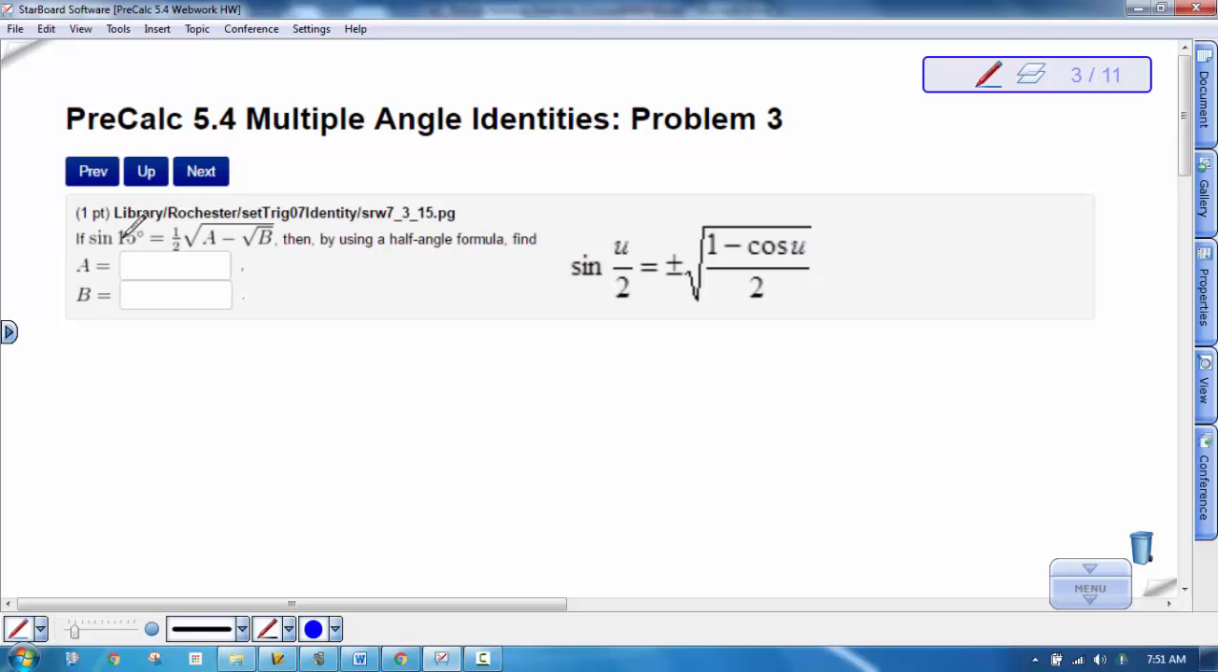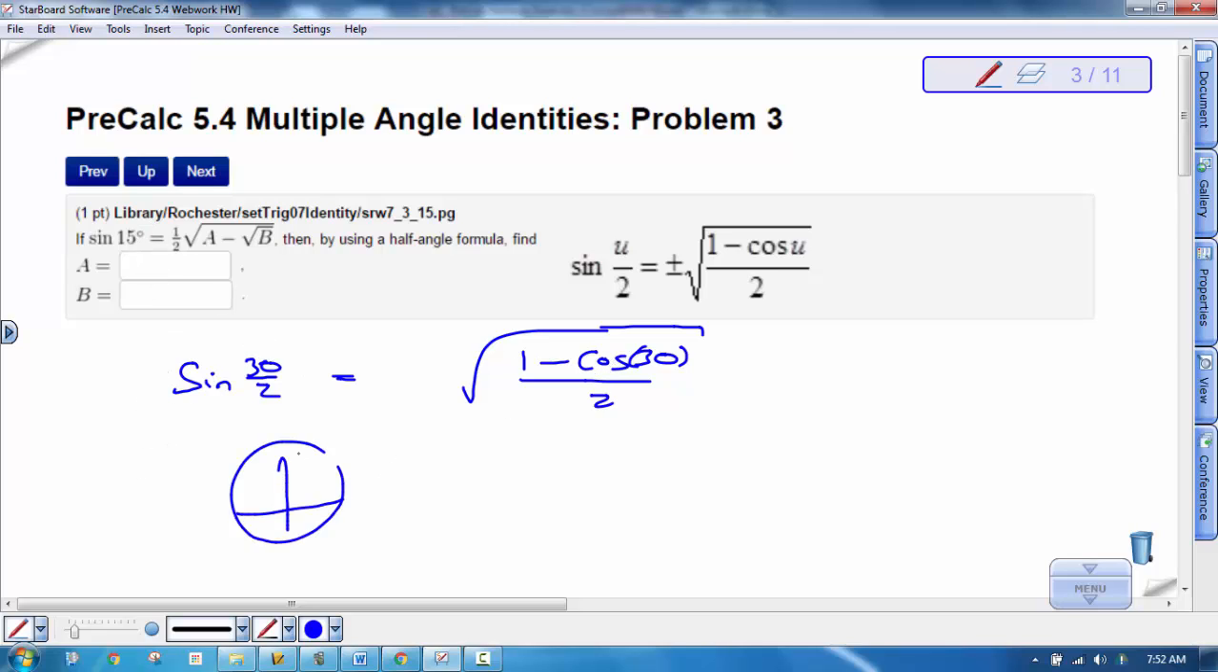Okay, the next problem wants us to find the sine of 15 degrees, and it wants it in this form. So sine of 15, I'm going to rewrite that as sine of 30 over 2, because I can use then this formula, the sine of u over 2, the half angle identity here. To use this formula, you just plug in. U is now 30, so just plug in 30 here. So it's the square root of 1 minus cosine of 30 all over 2. Now, I know this has to be positive because we're talking about sine of 15, which we know that's a positive value. If you look at your unit circle, 15 is going to be a positive y value.